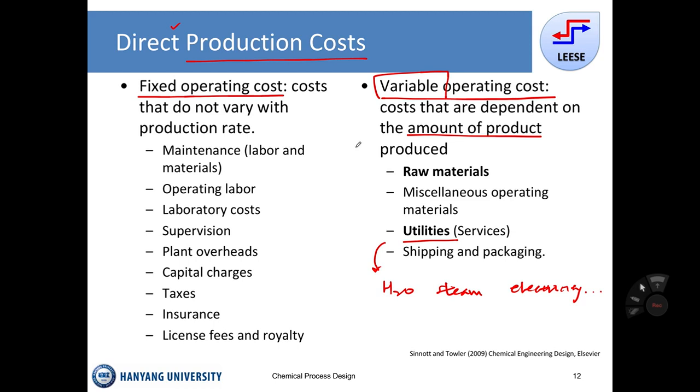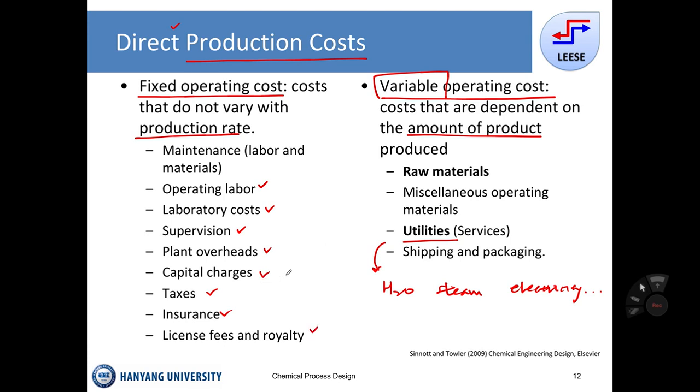On the other hand, costs sometimes do not change with the production rates. You have more or less the fixed cost regardless of the size of the production or the amount of product to be produced. Like, for example, the maintenance, including labor and the materials, and the operating labor, we need some people to work on the production. A slight change in the amount of production is not going to change the manpower required by the process. Laboratory cost, it's R&D related, then some cost should be paid. It's not heavily dependent on the amount of the product to be produced. Supervision, then the plant overhead, and the capital charge, tax, insurance, license fee, and the royalty.